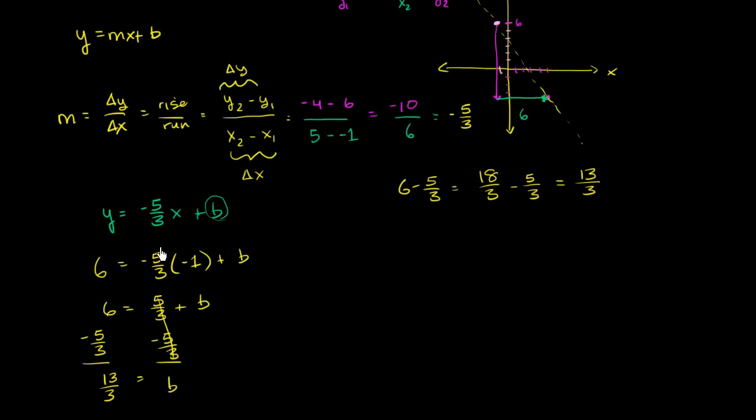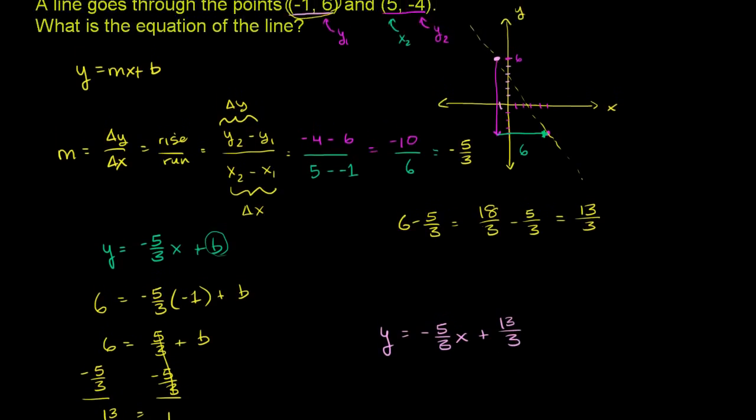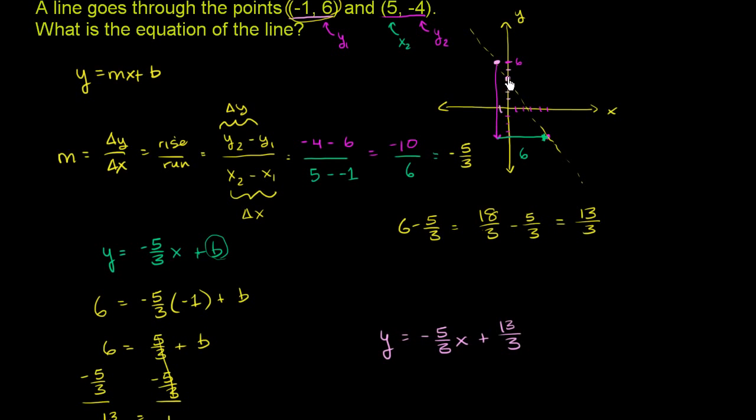So we're done. We know the slope and we know the y-intercept. The equation of our line is y is equal to negative 5/3 x plus our y-intercept, which is 13/3. And we could write these as mixed numbers if it's easier to visualize. 13/3 is 4 1/3. So this y-intercept right over here, that's (0, 13/3), or (0, 4 1/3).